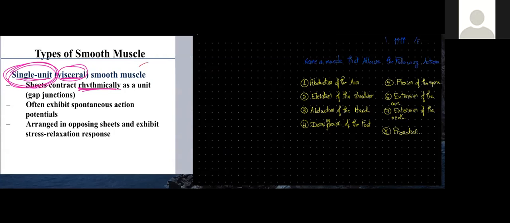If a set of smooth muscle cells responds as one unit, we call those the single unit smooth muscles. Another name for it is the visceral smooth muscles. Remember, this is the type of smooth muscle that we have in the wall of the gastrointestinal tract and other visceral organs. That's why we call them visceral smooth muscles.